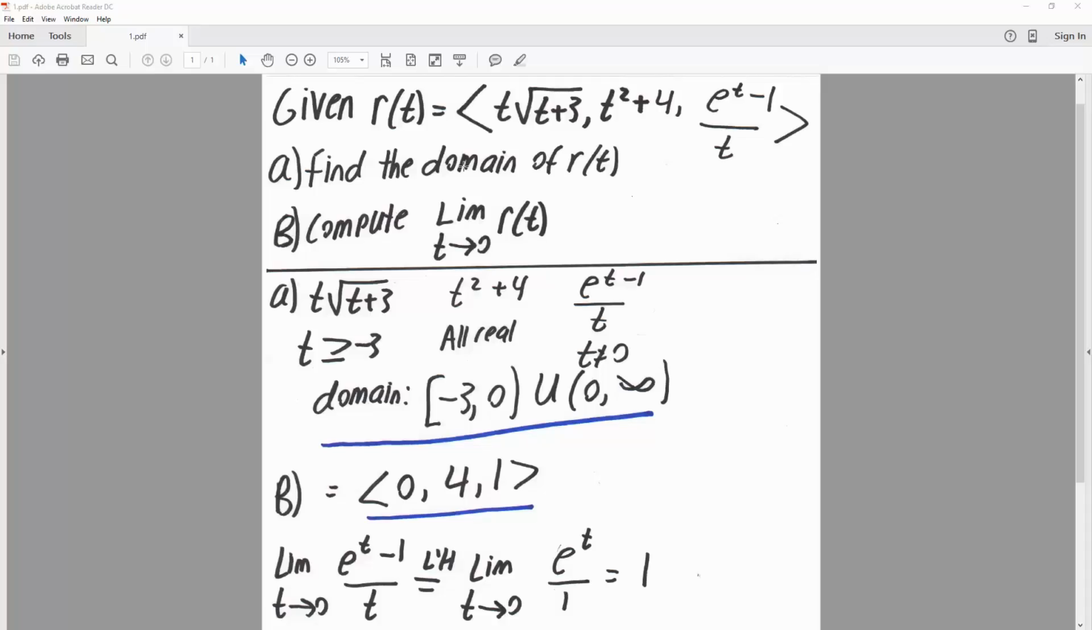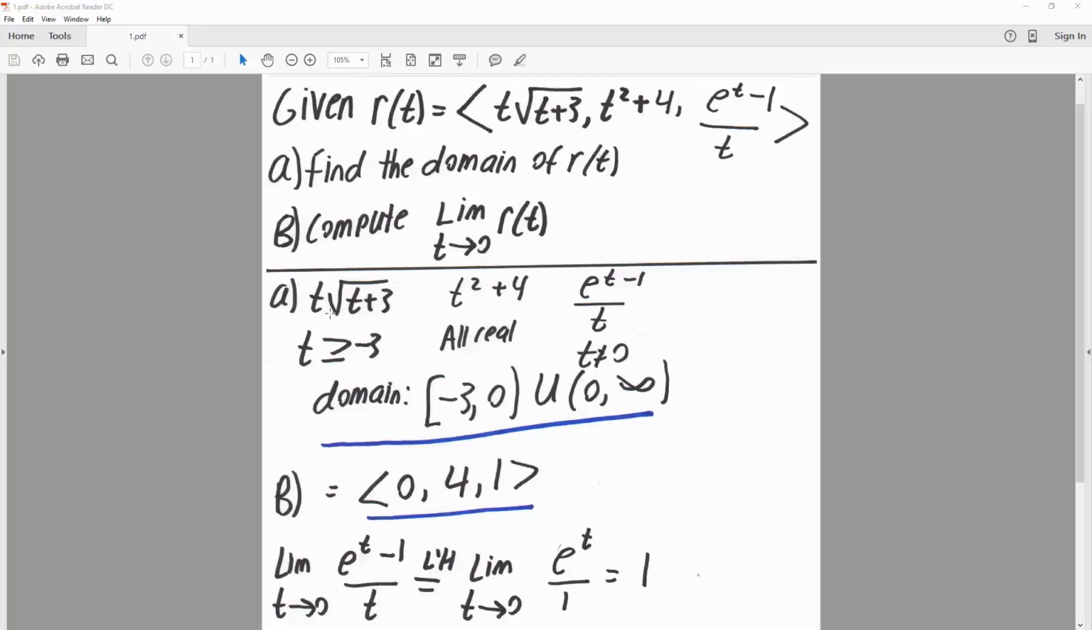Okay, in this question we are given r(t) as being represented by the vector t times the square root of t plus 3, comma, t squared plus 4, comma, (e^t minus 1) divided by t. We want to find the domain of r(t), and we also want to compute the limit as t approaches 0 for r(t). So we'll first do the domain. So we need to check each one.